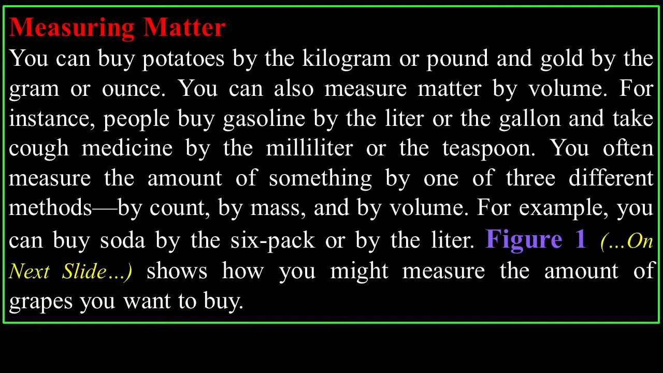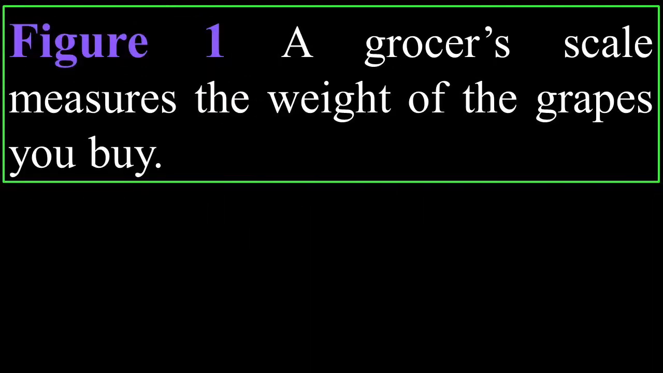Figure 1 on the next slide shows you how you might measure the amount of grapes you buy. Again, the mass in grams of 1 mole of any particle is equivalent to the mass of 1 particle in AMU. Okay, methane: carbon is 12 and hydrogen is 1, 4 hydrogens, 1 carbon. So it's going to be 16 AMU. The mass of 1 mole will be 16 grams.